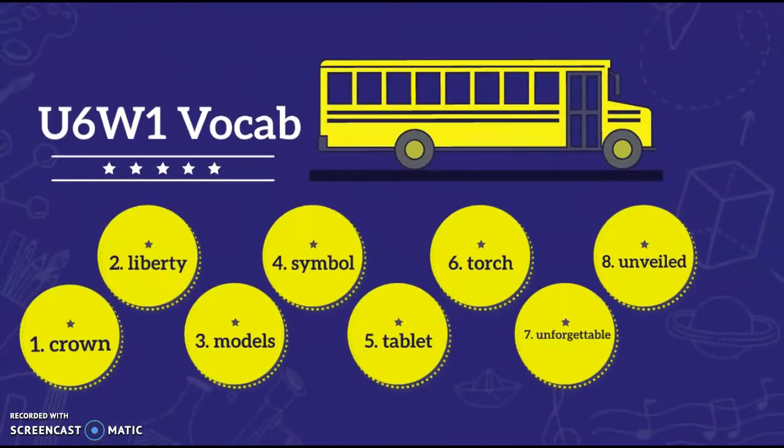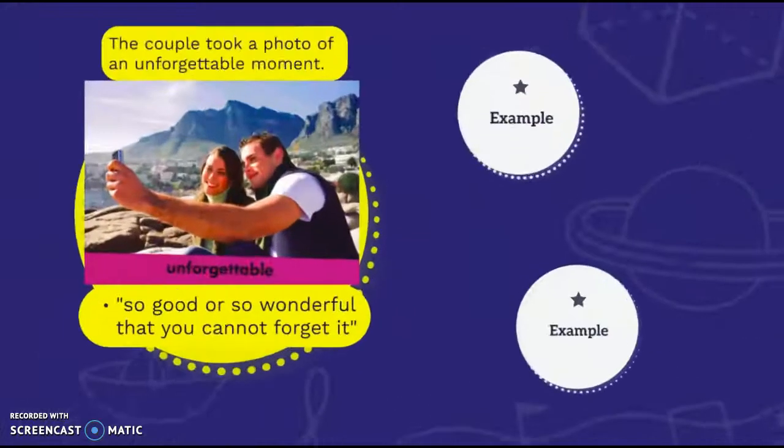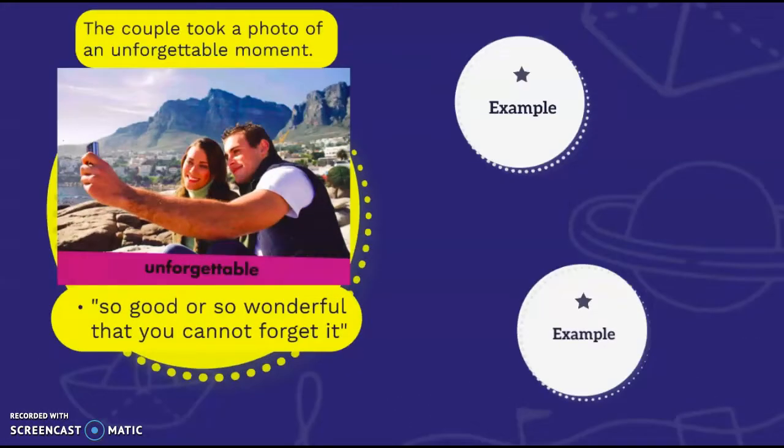Number 7 is unforgettable. We are almost there, people. The couple took a photo of an unforgettable moment. Let's say the word together. Unforgettable. Again, I see that un as our prefix at the beginning. We know that it means not, or the opposite of forgettable, not forgettable. So unforgettable means so good or so wonderful that you cannot forget it.